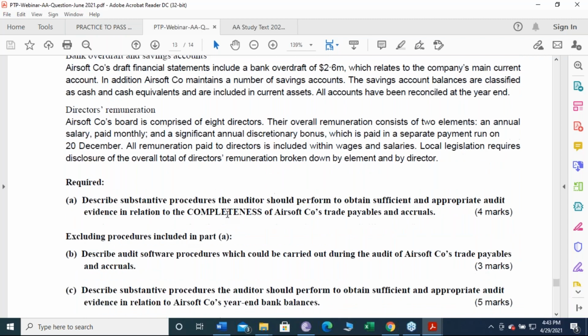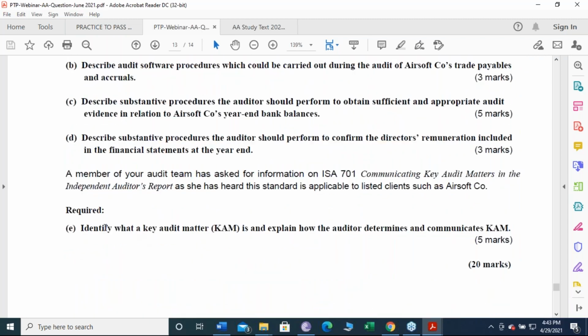Okay, the last part of this question is something which we will cover tomorrow. It has got to do with the audit report. Identify what a key audit matter is.